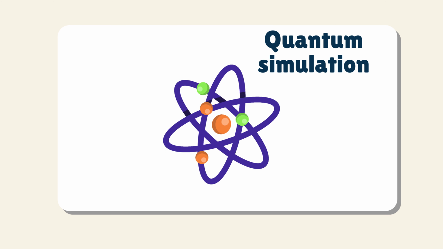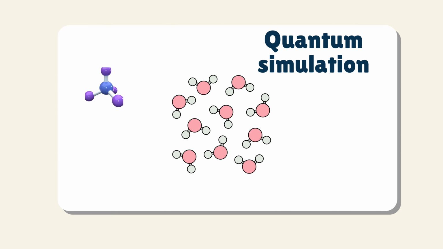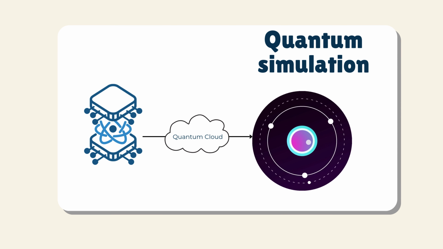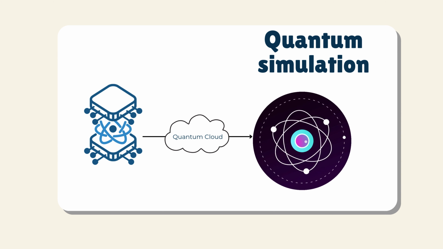Another major application is quantum simulation. Since molecules are themselves quantum systems full of entanglement, simulating them on classical computers requires crude approximations. But quantum computers, by harnessing entangled qubits, can natively reproduce molecular behavior, opening doors for breakthroughs in drug discovery and materials science.